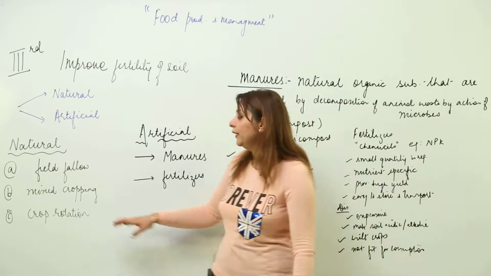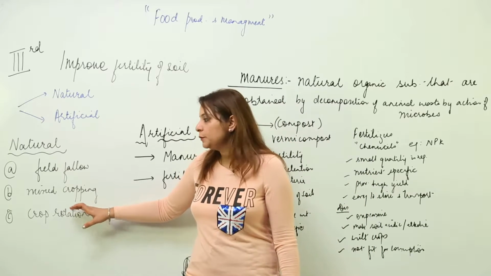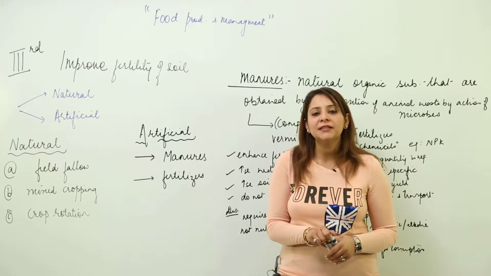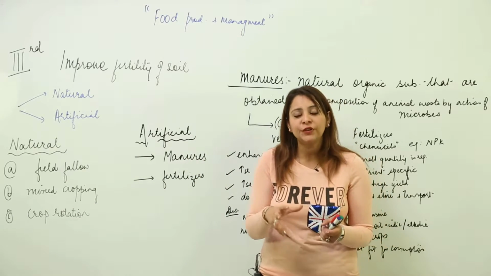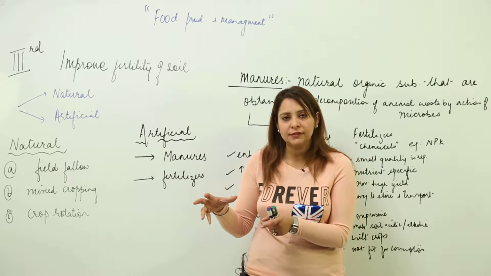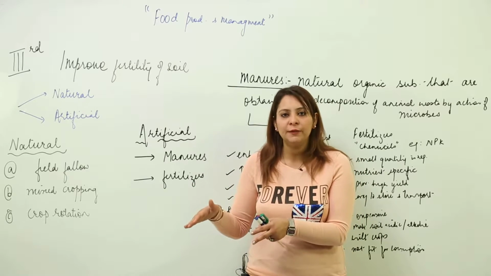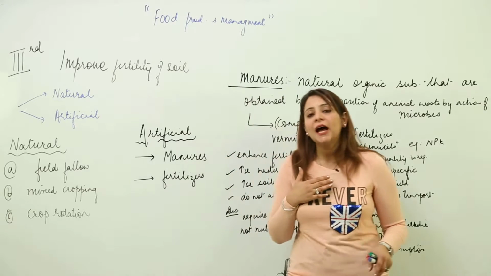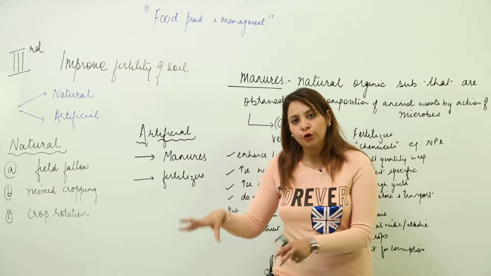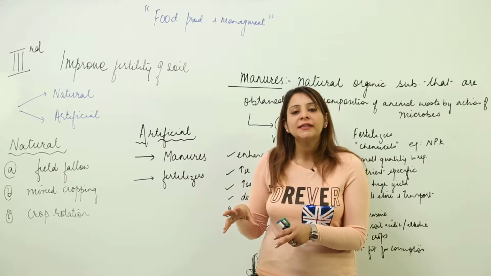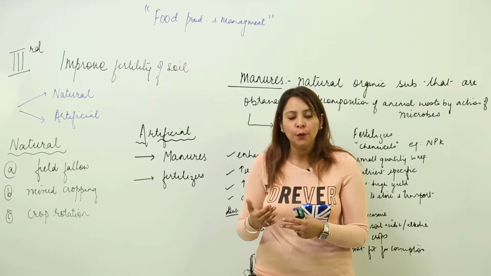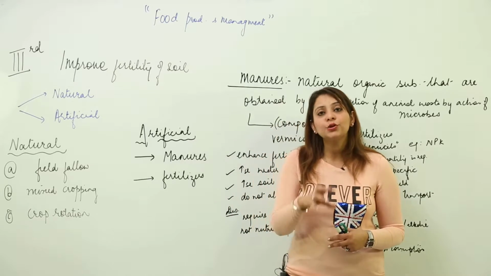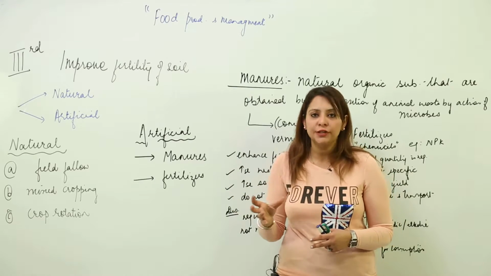The second natural method we can employ is mixed cropping. Now what do we do in mixed cropping? Mixed cropping means planting crops with different nutrient demand in the same field. Suppose I have a patch of land. Then I am not growing a single kind of crop in the field. I plant different varieties of crops. What is the criterion behind my selection? I choose those crops which have different nutrient demands.